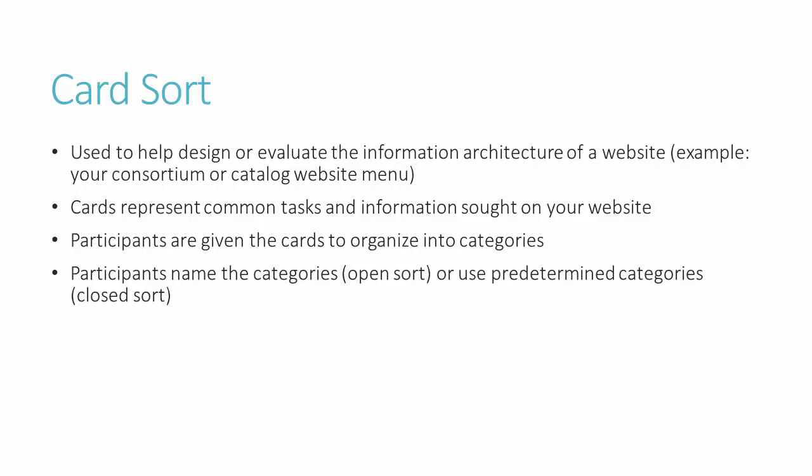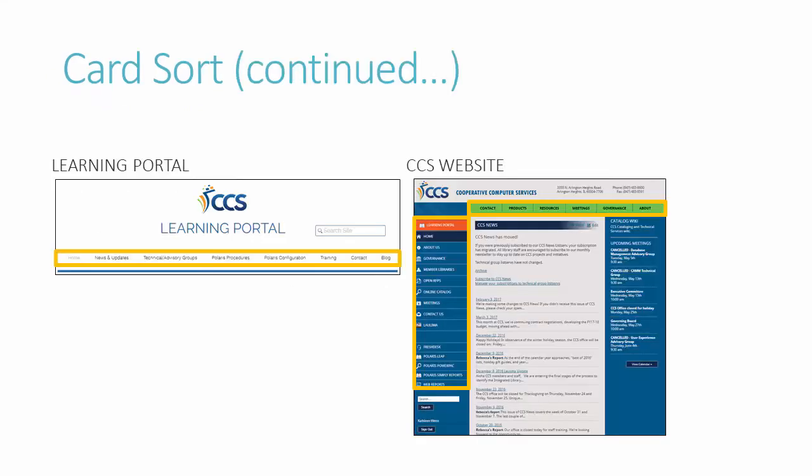At CCS, we used a card sort to evaluate the organization of our websites. Both sites are structured with the information based on how we view the content, not necessarily how our members view the content. Two distinct websites serve different purposes, but would need to be combined in a future iteration of our website.